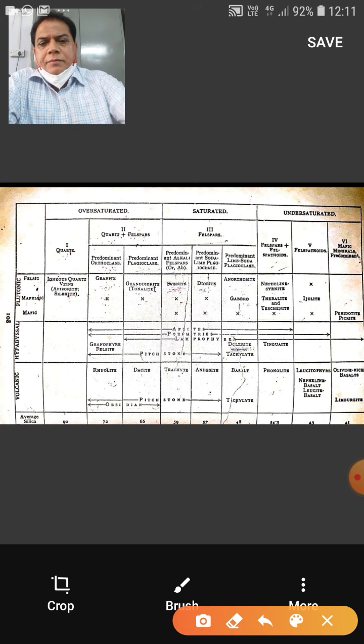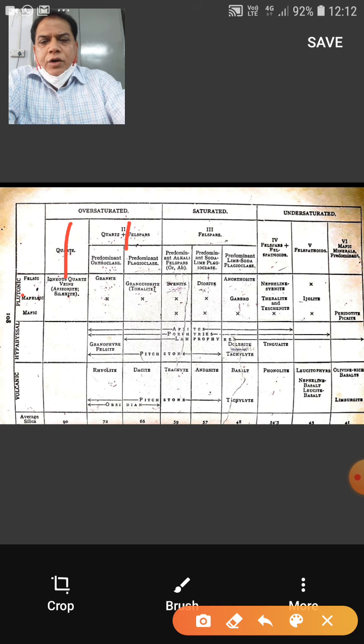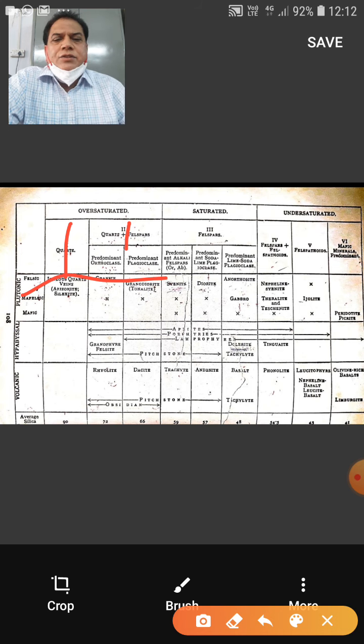The first column he has taken is quartz. This is column first, that is taken only quartz. In second, he has taken quartz plus feldspar, then feldspar alone, then feldspar plus feldspathoid, then feldspathoids and then mafic. So he has made 6 vertical columns, and he has divided horizontally into three, that is plutonic, hypabyssal and volcanic, on the basis of geological occurrence.